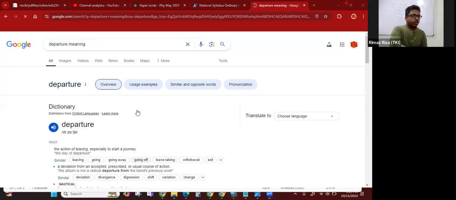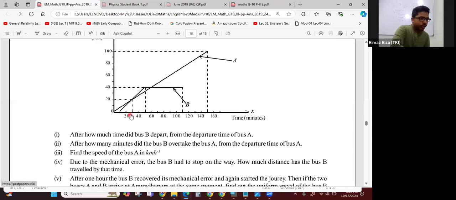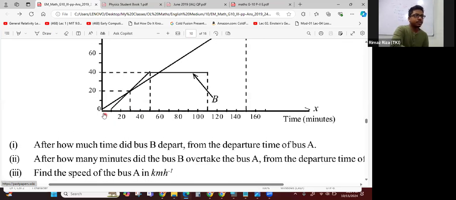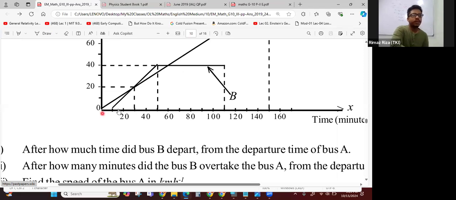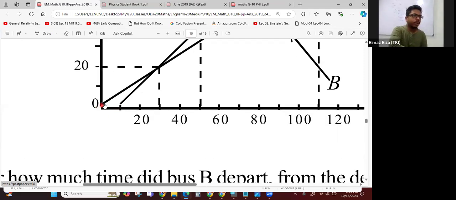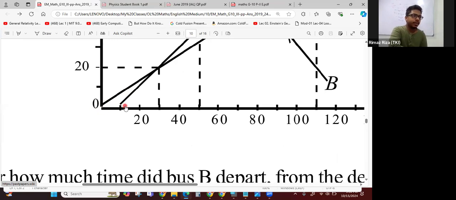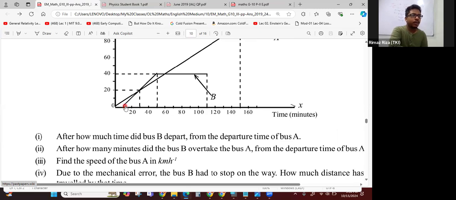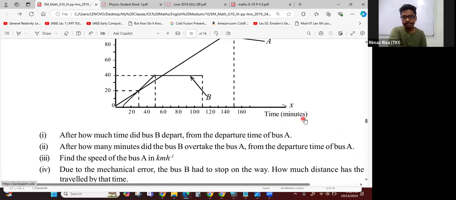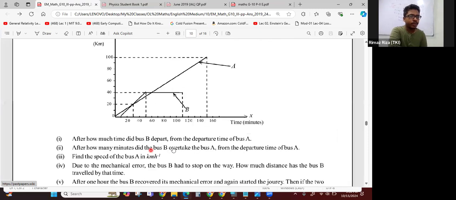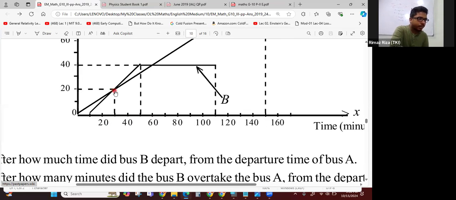Okay, so we can see after 10 seconds, the bus B departed, right? So bus A travels from time 0. After 10 seconds, only then has bus B departed. Okay, so you can write, sorry, it's not seconds, minutes. So the answer has to be 10 minutes. After how many minutes did bus B overtake bus A? Here you can see after 20 minutes, bus B has overtaken.